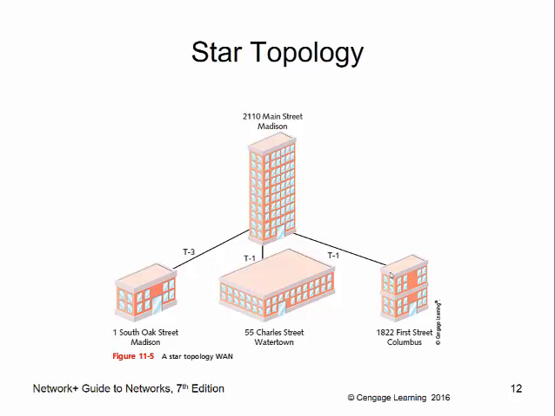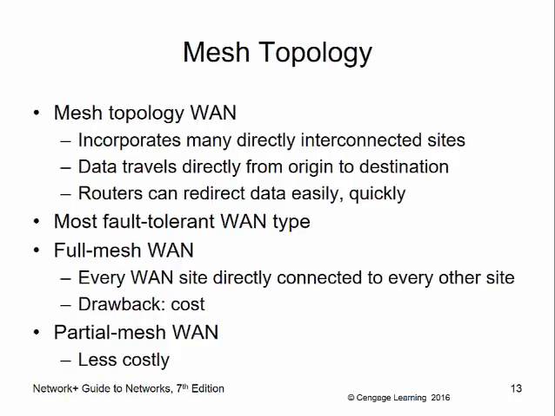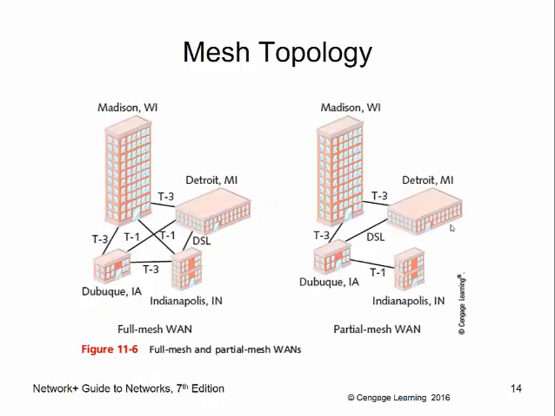There is a downside, though. Can you see it? Yeah. If the center of my star goes out, nobody can talk to anyone else. Is it worth it? I don't know. Well, a way to fix that problem is to do a mesh topology. We saw these on LANs also. I have 2 kinds of meshes, full mesh and partial mesh. What happens in a full mesh is that every building is connected to every other building.